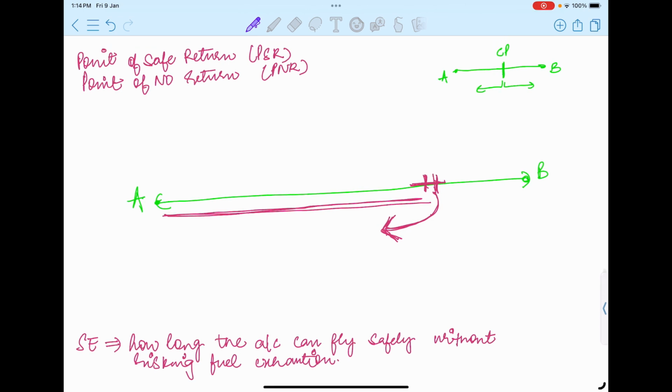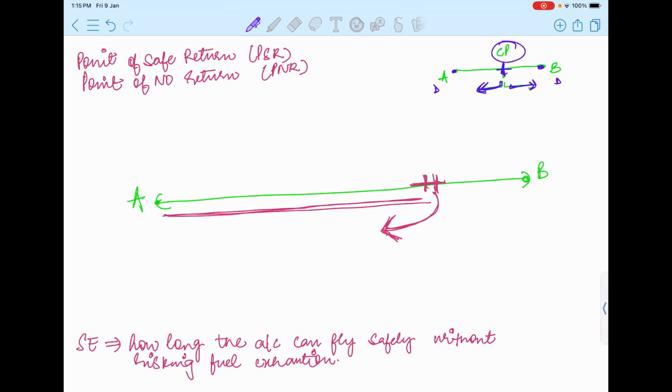So critical point was when you were traveling from point A to point B, and the point at which the time to reach either base A or base B was equal. Your departure aerodrome and destination aerodrome time was the same. That was your critical point.